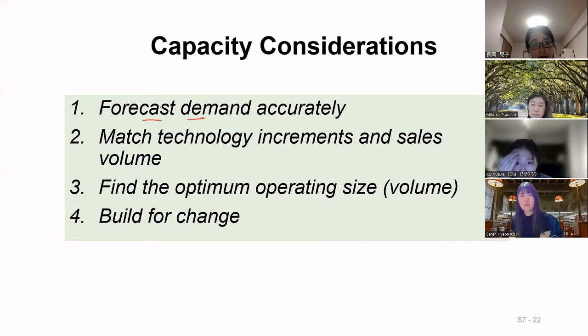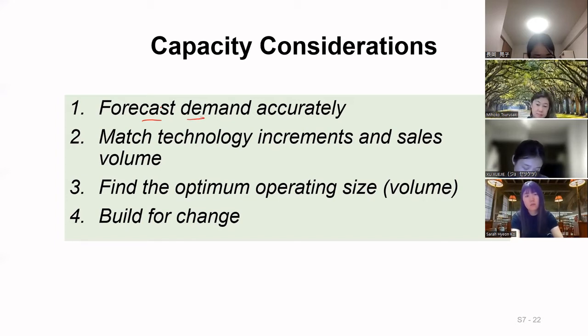And match technology increment and sales volume. So capacity can also be increased through technology. Okay. Robots, using robot technology. And also adjusting through sales volume, playing with the demand. That can also utilize unused capacity. Unused capacity can be modified through some sales volume changes, and finding the optimal operating size, the volume, or increase the volume. Find the optimum volume that you can produce or need to have.